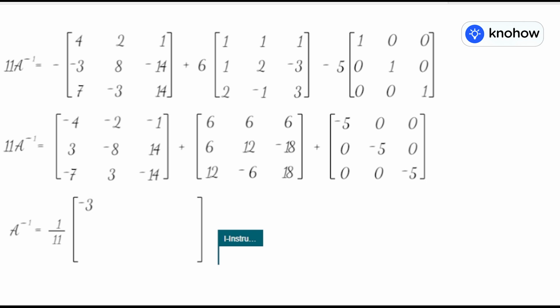So the rest of them you can work out yourself, and you will find that the elements of the second row are 9, minus 1, negative 4, and 5, negative 3, negative 1. So this is the required value of A inverse using the given result. A inverse equals 1 by 11 times the matrix negative 3, 4, 5, 9, minus 1, minus 4, 5, negative 3, negative 1.